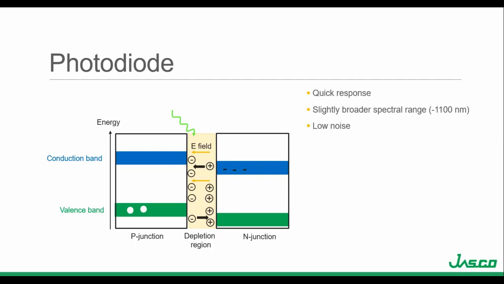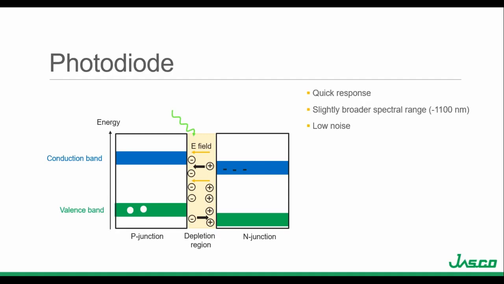So the photodiode is made up of P and N junctions in a depletion region. So an applied electric field in this depletion region pushes positive holes towards the N junction, while the negative electrons move towards the P junction, building up areas of highly positive and negative charges, thus producing a photocurrent.